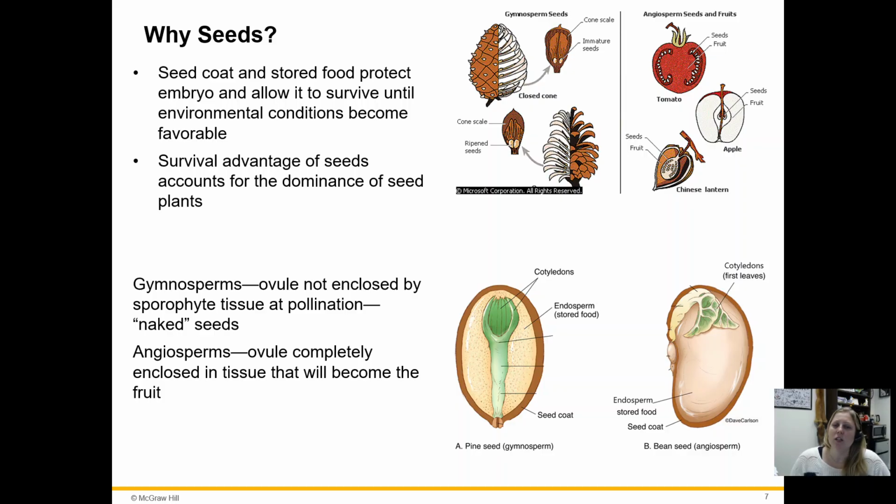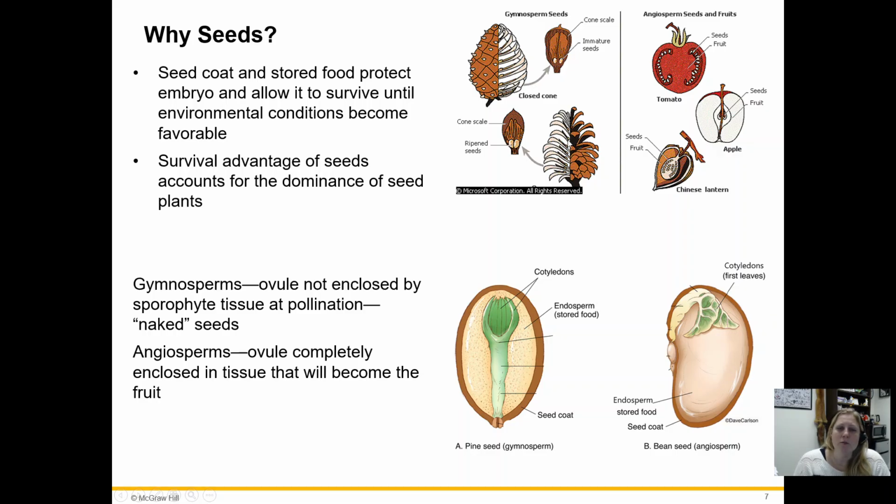Gymnosperms are considered naked seeds. So they are produced in cones, and those cones do not have any sort of fleshy fruit. So when we have our gymnosperms, they are going to have a seed that's going to have a seed coat still. Seed coats are in our seeds. That seed coat is a protective layer. And they're going to have something called endosperm that is going to be a stored food.